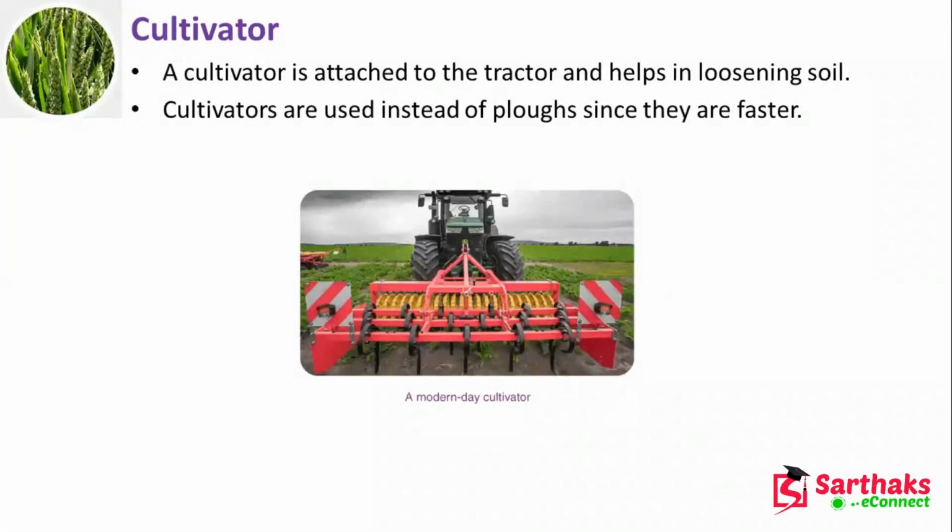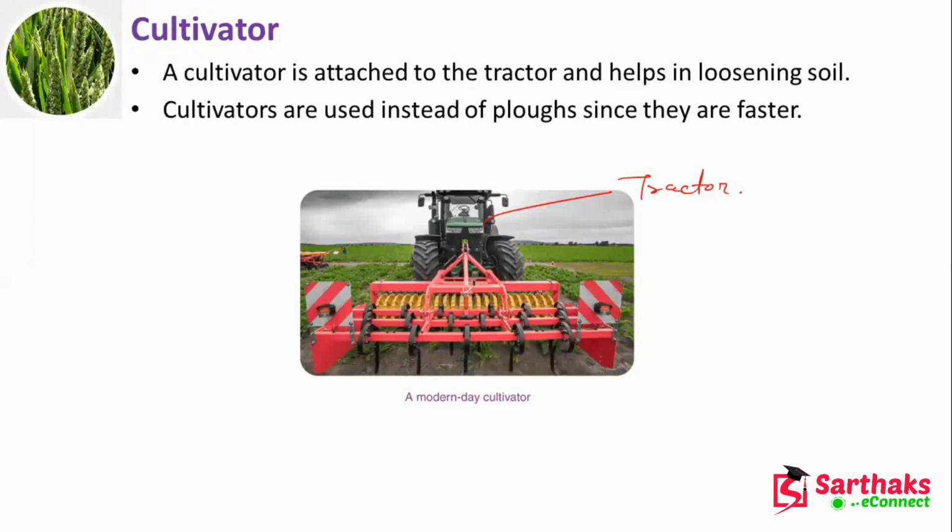Now the cultivator. The cultivator is attached to the tractor. This is the cultivator, it is attached to the tractor, and it helps in loosening the soil. As I have told you, if the field is very big, at that time it is not possible for a few persons to plow all the field. At that time we use a cultivator.